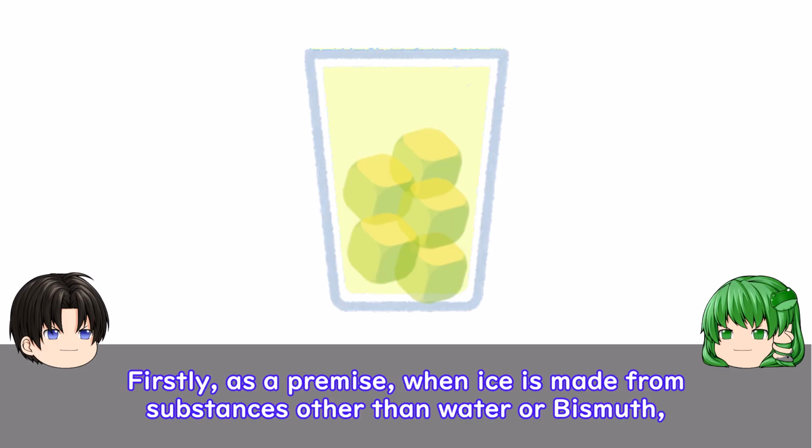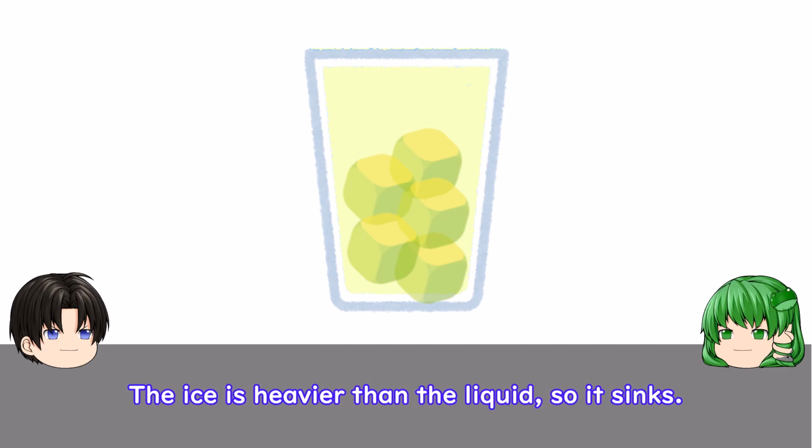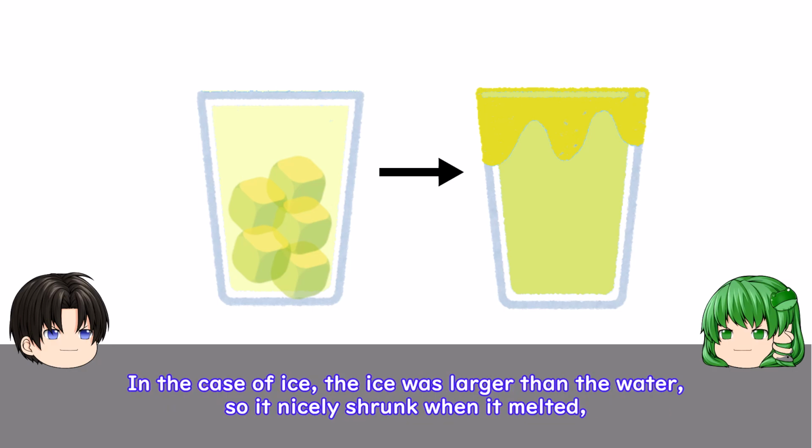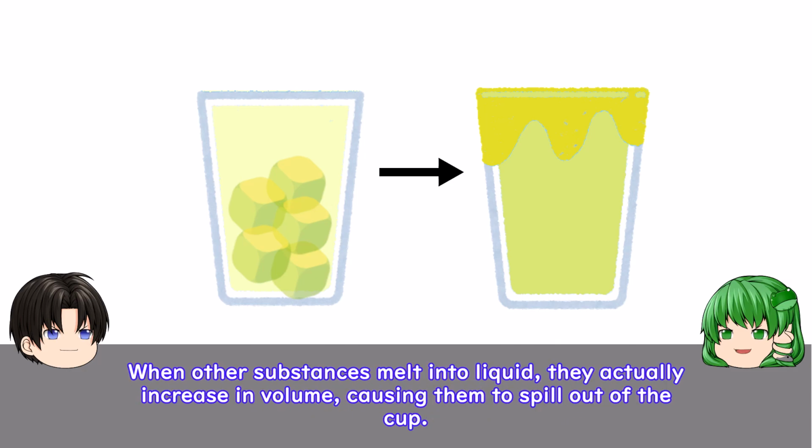Firstly, as a premise, when ice is made from substances other than water or bismuth, the ice is heavier than the liquid, so it sinks. Then, when that ice melts, its volume is larger than when it was solid, so it overflows from the glass. In the case of ice, the ice was larger than the water, so it nicely shrunk when it melted. When other substances melt into liquid, they actually increase in volume, causing them to spill out of the cup.